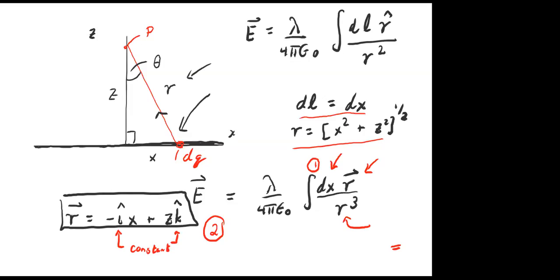So what am I saying? Exactly this, that E, again, which is a constant, is going to be dx. In the numerator, I have minus i hat.